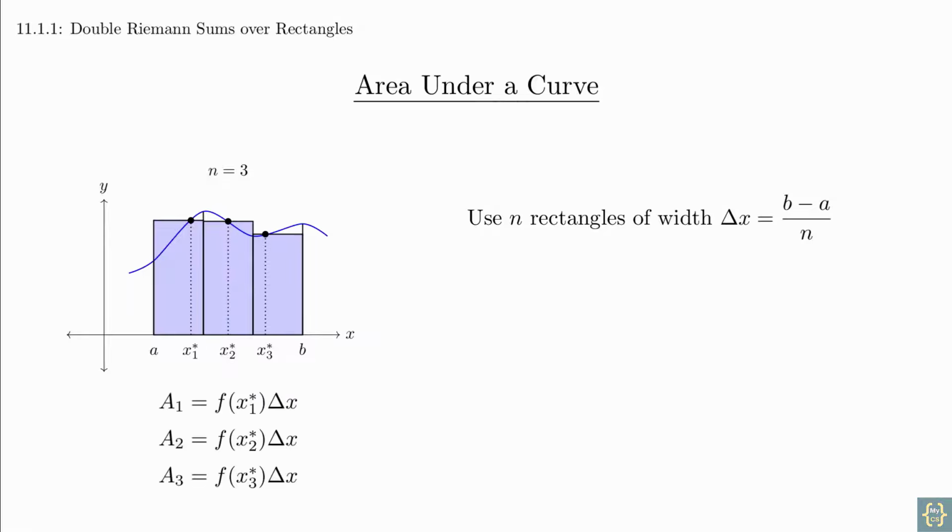Regardless of how we choose these points, we can write down the approximate area under the curve by adding up all the rectangles. Each rectangle has width delta x and height f of x sub i star. And then we add these together to get a result known as a Riemann sum. To get from the Riemann sum to the integral, we take the limit as n goes to infinity.